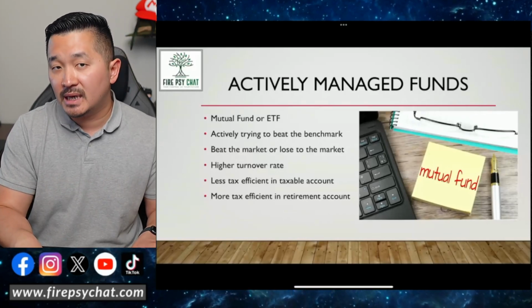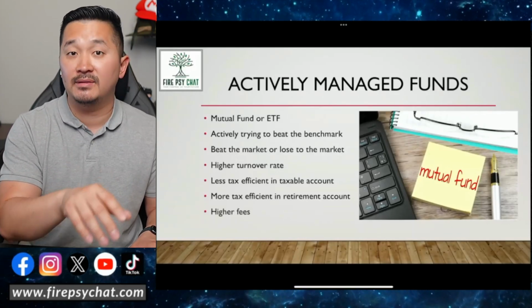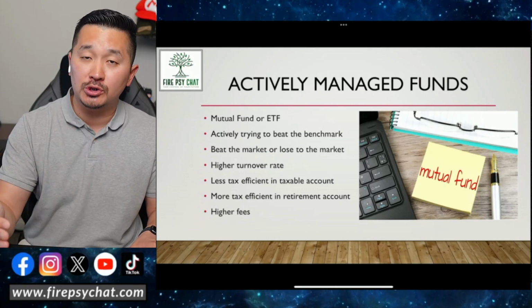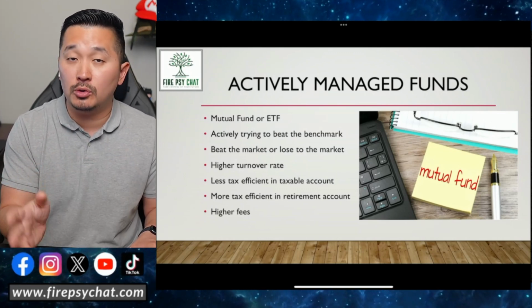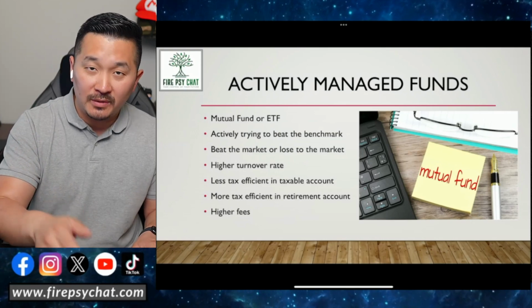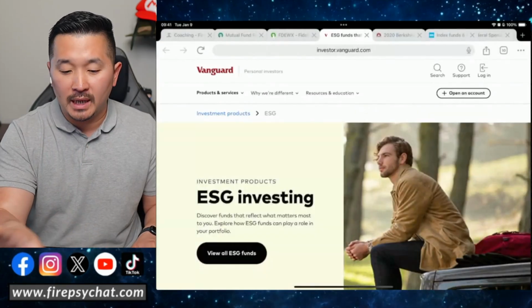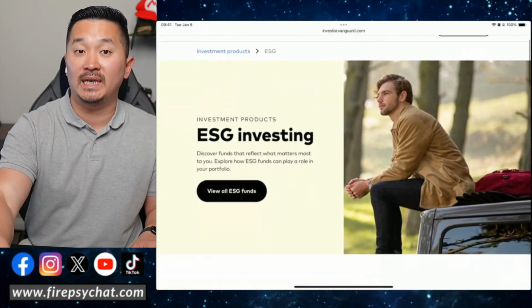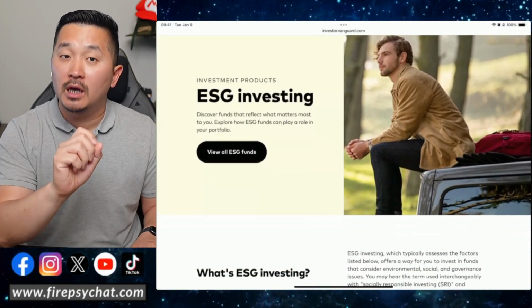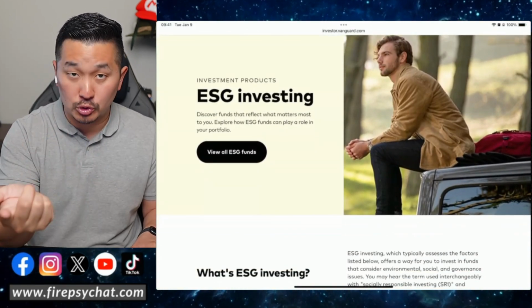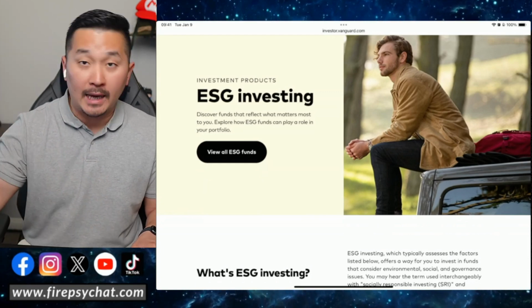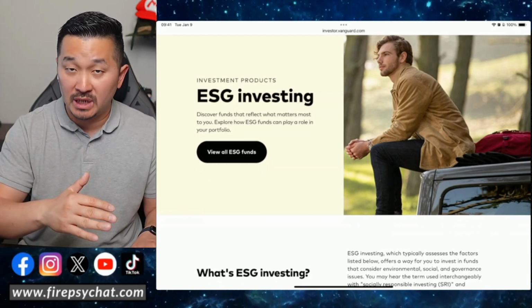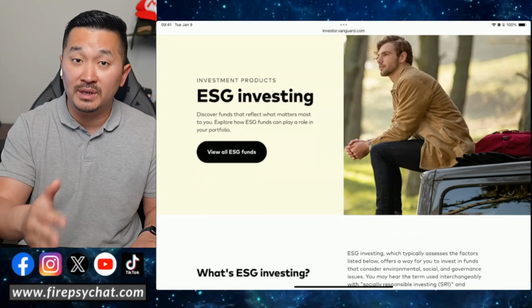And the big downside of investing in an active fund is that they do charge you a much higher management fee, regardless of how the mutual fund or ETF performs for the year. For example, a lot of people like to invest in what's called ESG mutual funds, which stands for environmental, social, and governance. So they only invest in companies that have higher standards in environmental protection, labor standards, and ethical business practices.